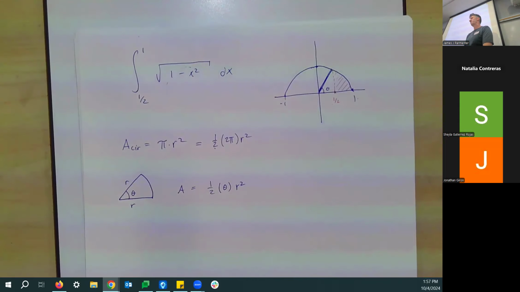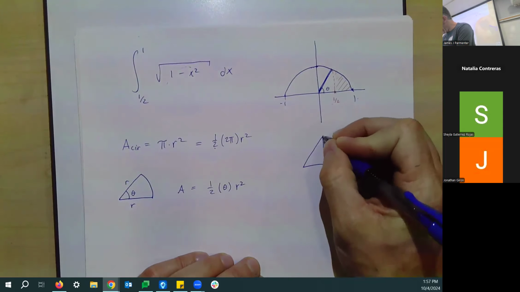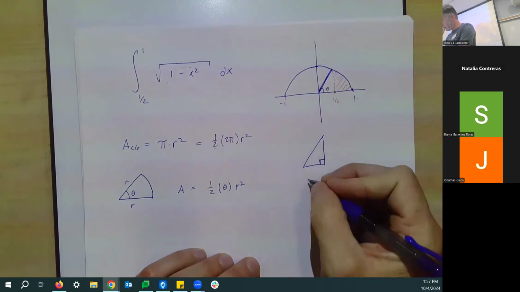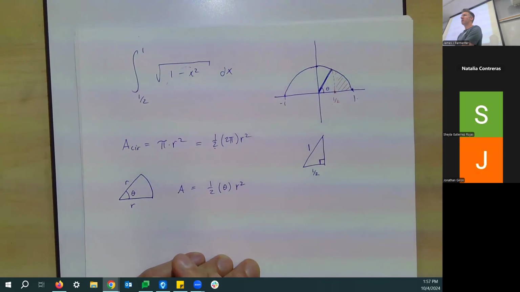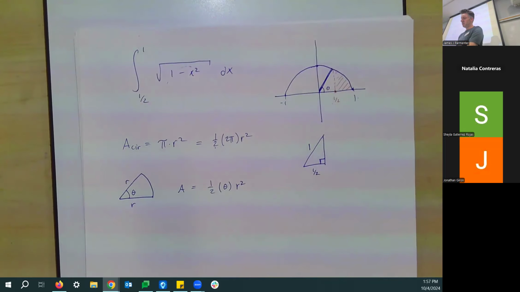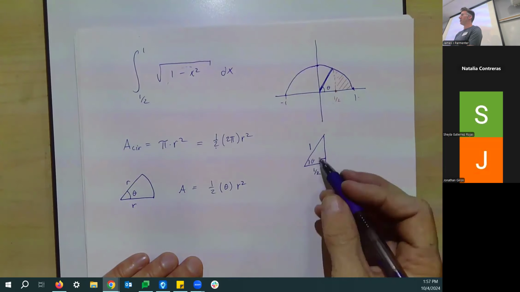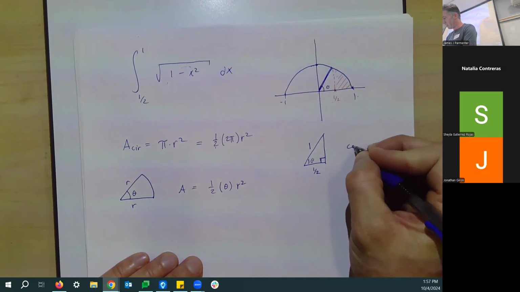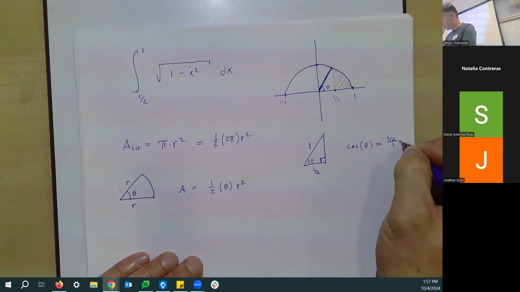Well, trigonometry time. That right triangle there has a base of 1/2 and a hypotenuse of 1. And we can certainly find the other side. Do I need to find the other side? You just have to find theta. Or I guess I could say, I don't need to find the other side here. Let's say I have the adjacent, I have the hypotenuse. So I could say that cosine of my angle is equal to 1/2 divided by 1, which is just 1/2.